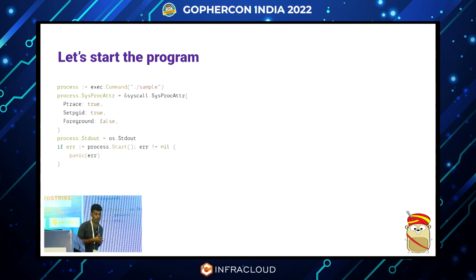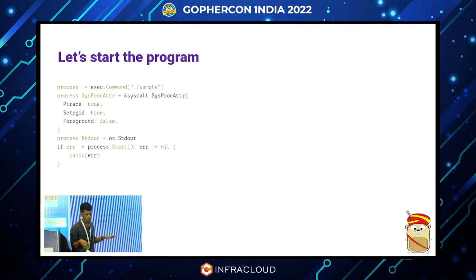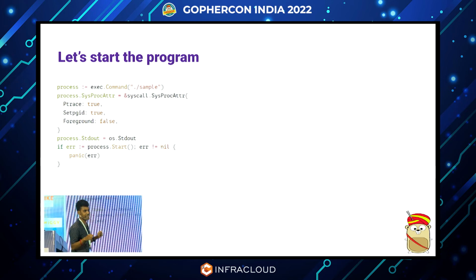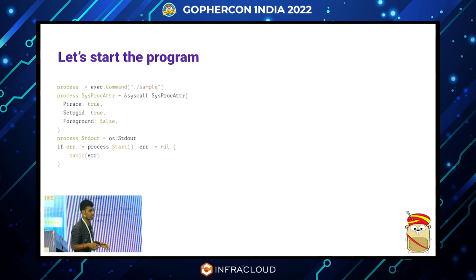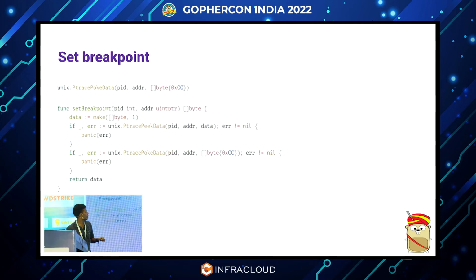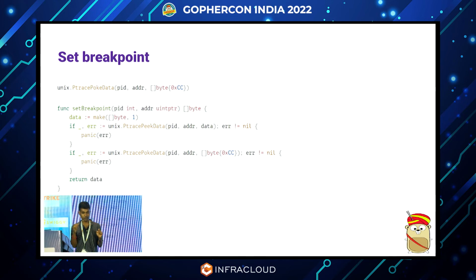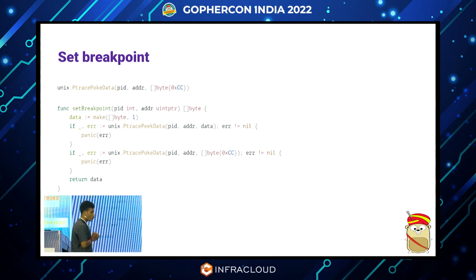So let's start the program. This is simple Go, where I'm running a child process from the parent process. I have given this binary path and am doing a process start from my main process. It spawns a child process. Then setting this breakpoint, these are the few calls that debuggers essentially use. One is ptrace.PokeData. Using ptrace.PokeData, you can rewrite the memory region with whatever you want to rewrite it as.